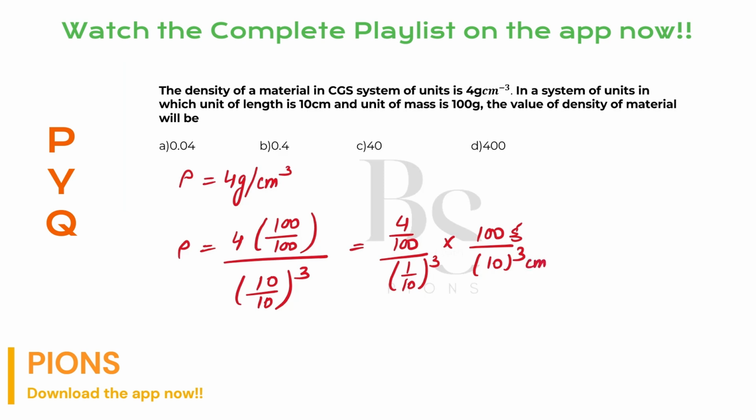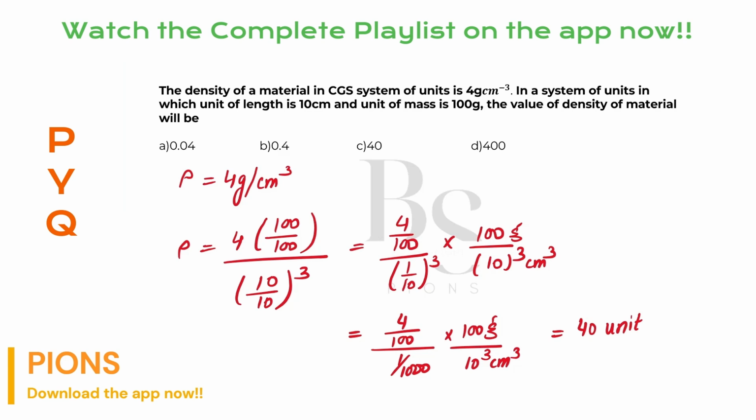Correct? So 4 upon 100, that will be how much? Let me just rewrite this expression as 4 upon 100 whole divided by 1 upon 1000, and 1000 goes up. Okay, and that will give us 40 into 100 grams upon 10 cube centimeter cube. Right? So this will give us 40 units in this new system. Clear it is?